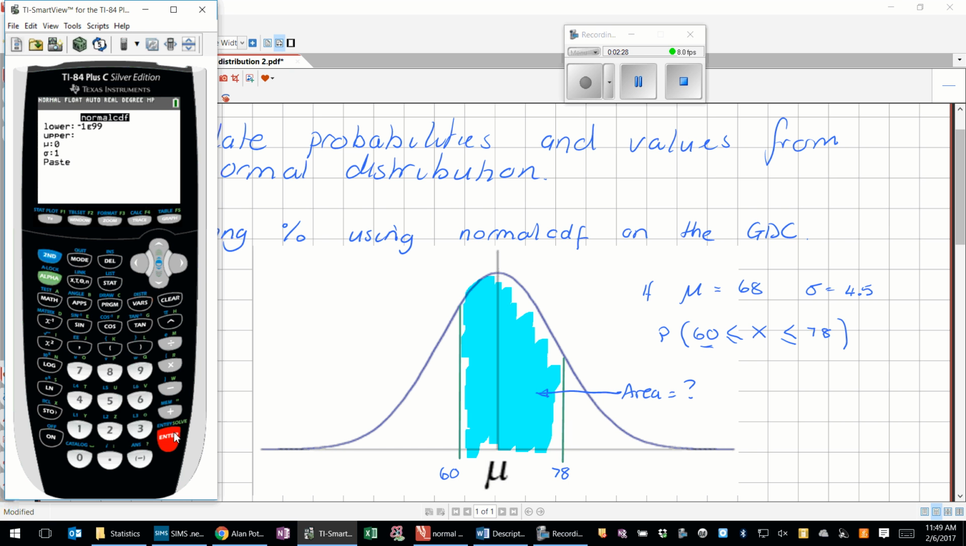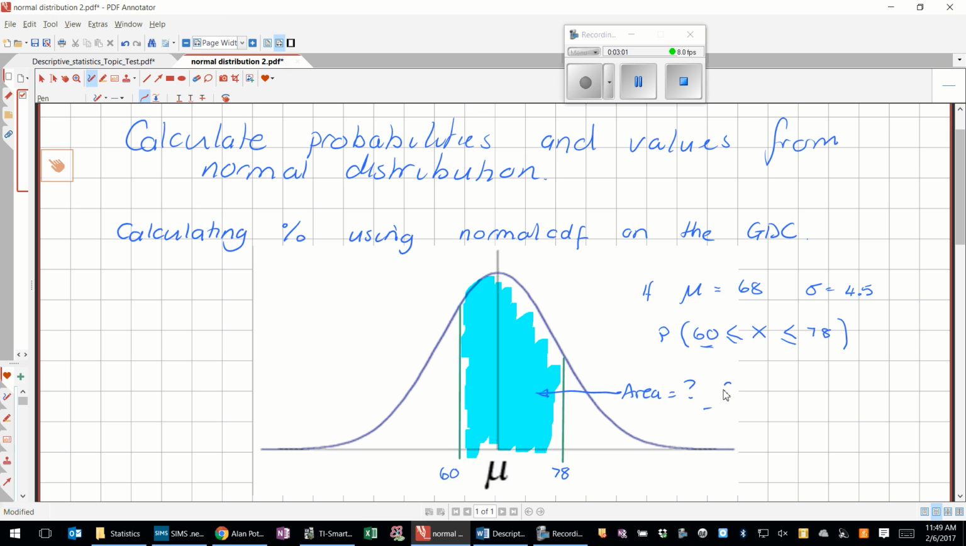So we just need to put our lower bound in, which is 60. Our upper bound is 78. The mean, we were told, is 68. And standard deviation is 4.5. We just do it. Press enter, and we get an answer of 0.949. So what's that as a probability then?